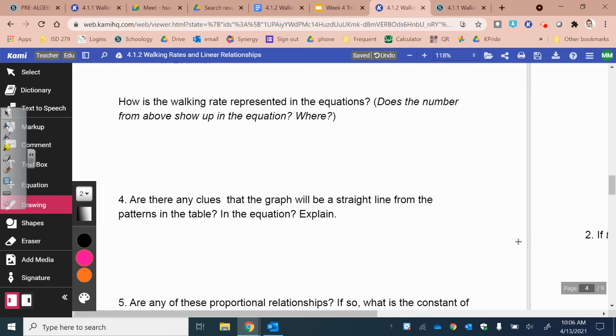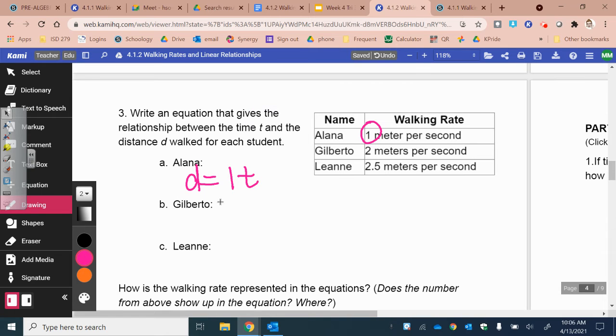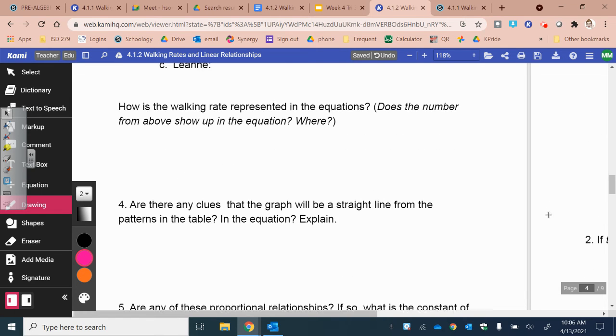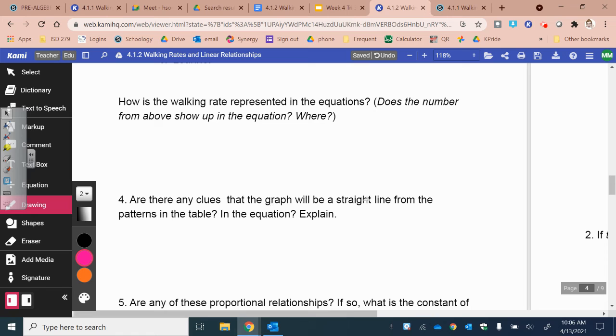And then you're going to answer some questions about how the walking rate was represented in the equations. So in other words, where did you see that walking rate? How could you see, with any clues, that the graph would be a straight line from the table and from the equation? So how could you tell it's a straight line, not from the graph, but from the table and the equation?